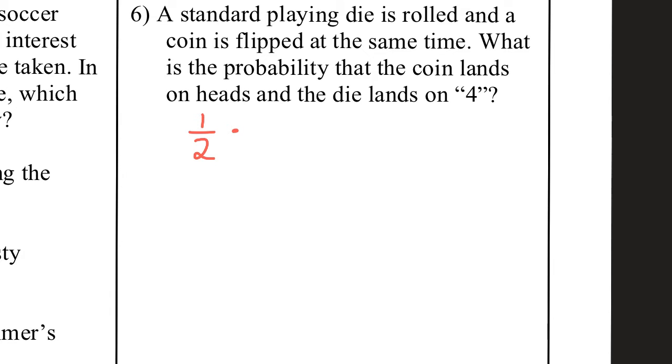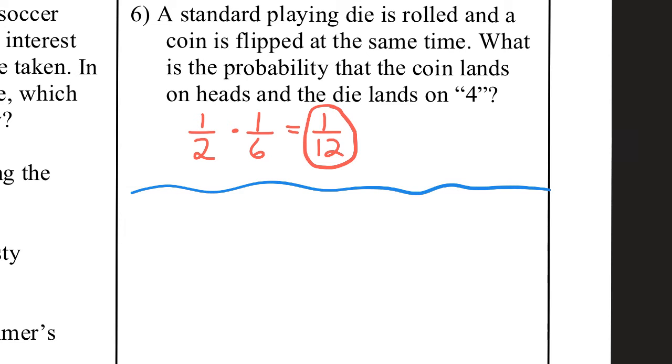A heads is 1/2, obviously, and a die landing on 4 is going to be 1 out of the 6 total sides. Now we can multiply this together since they are independent events to get our answer very quickly here of 1/12. Now there's an alternative way to do this one as well. Sometimes with compound events, they can be a little tricky. Tree diagrams definitely come in handy with these.